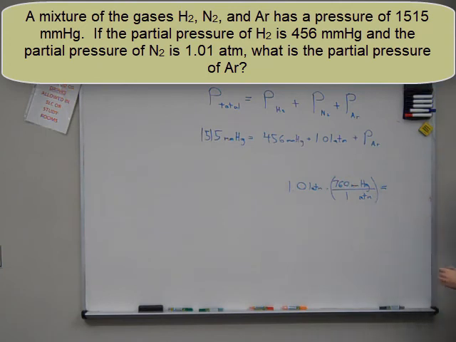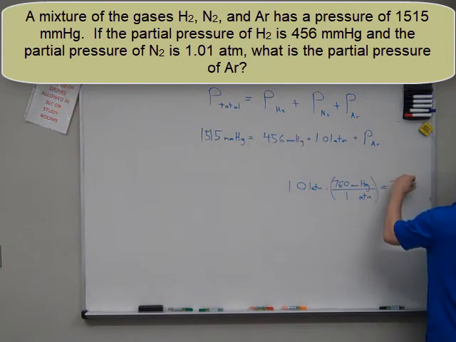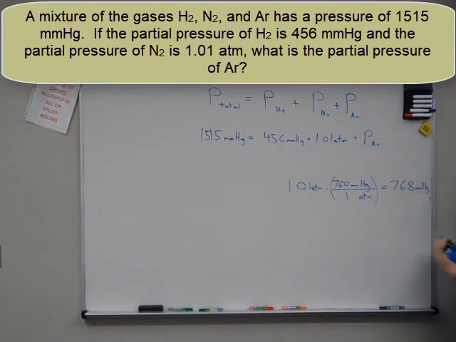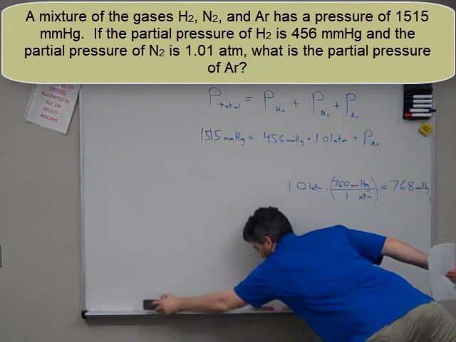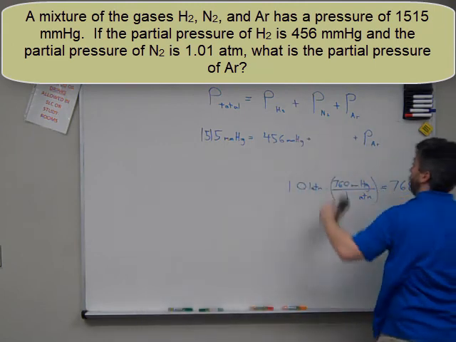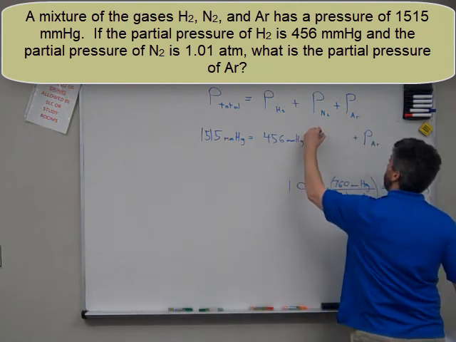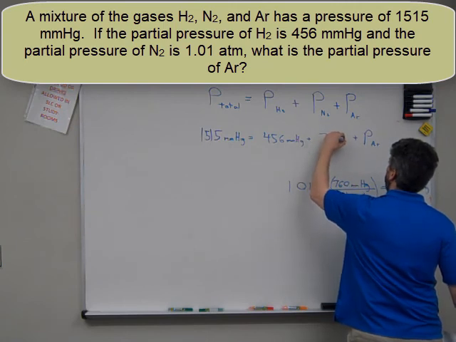So, if I then take the 1.01 and multiply times the 760, what do I get? Okay, 767.6, so 768 rounded to the appropriate number of significant figures. So now I take out my 1.01 ATM and substitute in its place 768 millimeters of mercury.